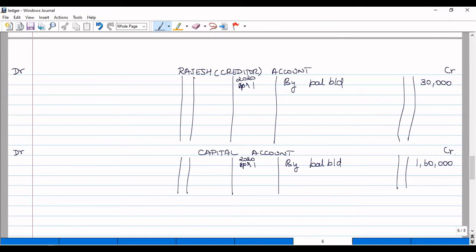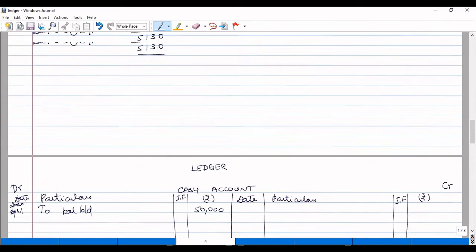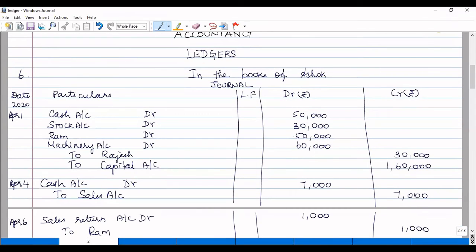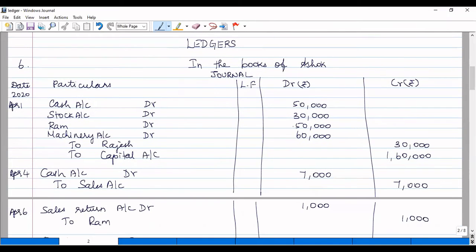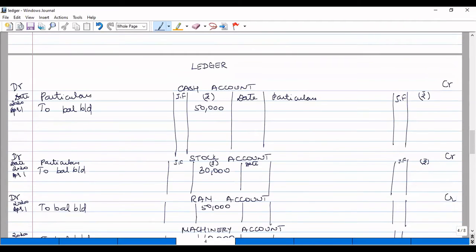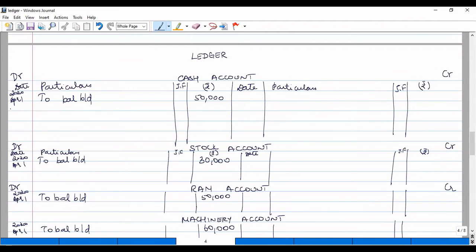Right? Now coming to the next journal entry. The next journal entry has on April 4th, cash account debit to sales. Now that already we have opened a cash account, we will go to cash account and pass this entry on April 4th. We have debited cash account. Okay. And we have debited cash account for the reason of sales. We have made sales of rupees 7,000.